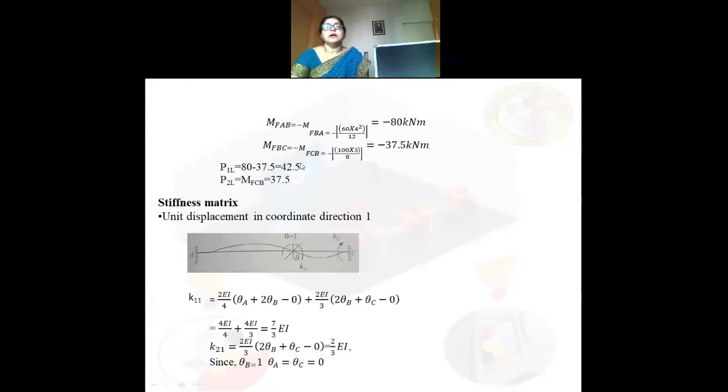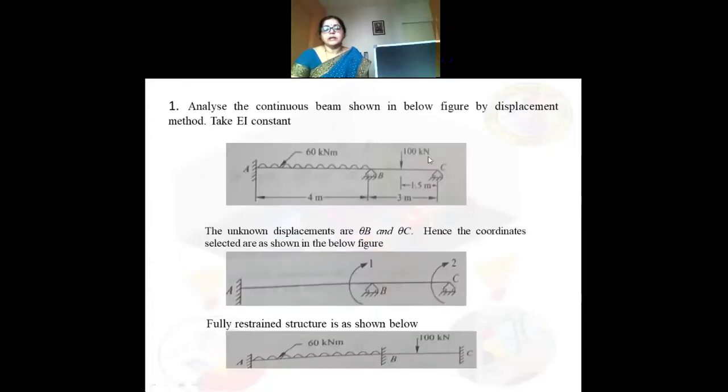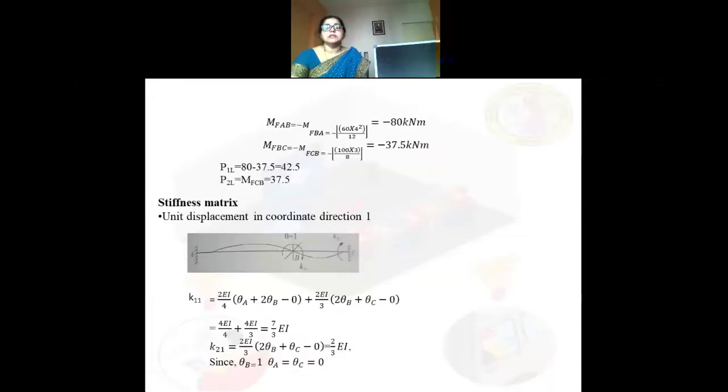Similarly, if I take a point load at the center, the fixed end moment formula is minus WL by 8 and plus WL by 8. So for MFBC, if it is minus WL by 8, then for MFCB it is plus WL by 8. So the answer is minus and plus 37.5 kilonewton meter.